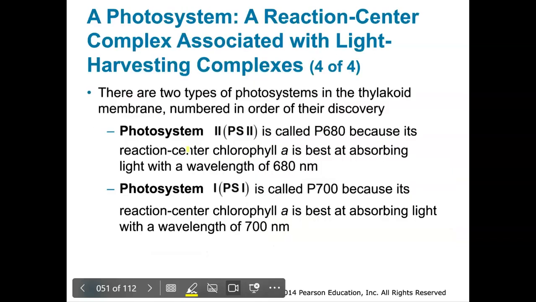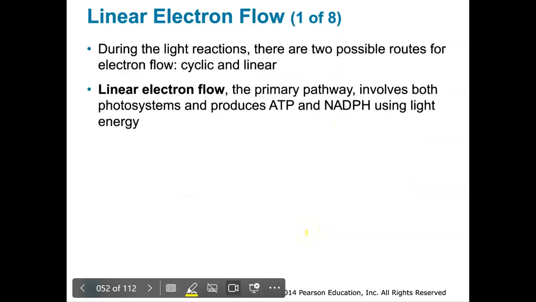There are two photosystems. There's photosystem 2, and we're doing them backwards because photosystem 2 comes first in the thylakoid membrane, and then photosystem 1. So photosystem 2 is called P680 because its reaction center chlorophyll A is best at absorbing light at 680 nanometers. And photosystem 1 is called P700 because its reaction center chlorophyll is best at absorbing 700 nanometers.